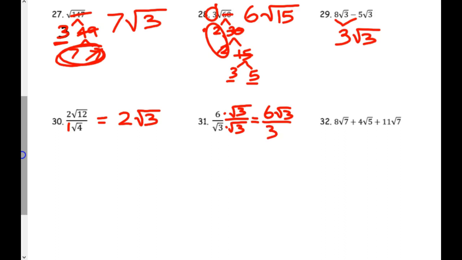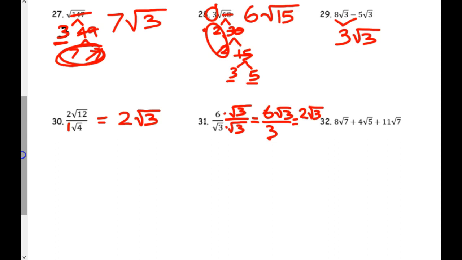Okay? Now, if you stop there, you're not done, okay? Because I want you to notice the fraction, the whole numbers I have on top is 6, and on bottom is 3. 6 over 3 does reduce to 2, right? And then the square root stays the same. So it's 2 square root of 3. All right?